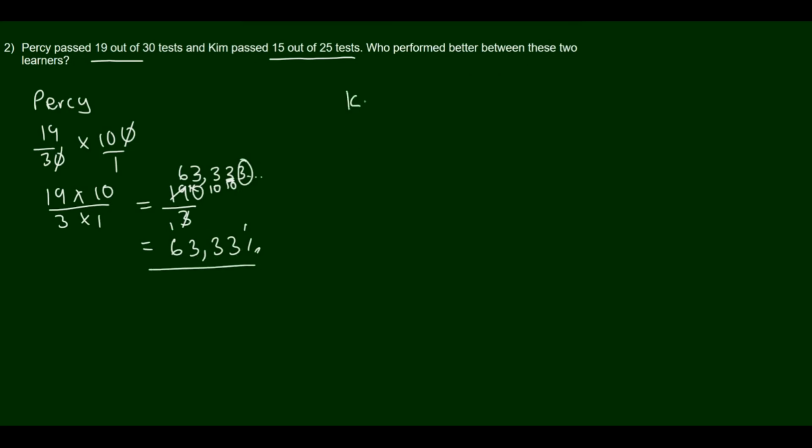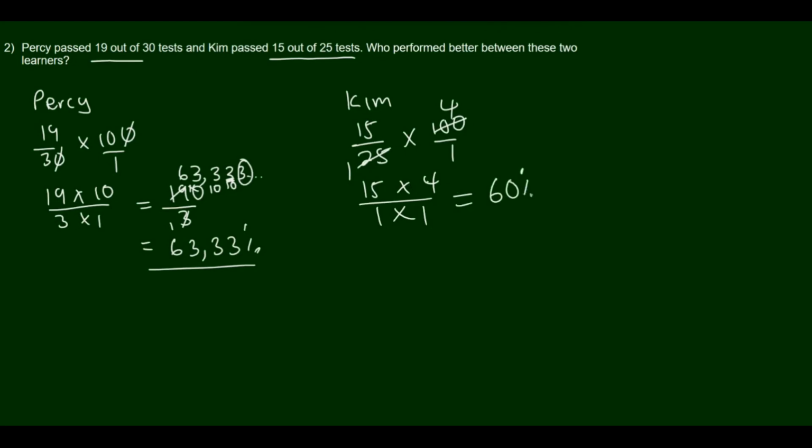Then Kim passed 15 out of 25 of her tests. So it's 15 out of 25 times 100 over 1. Here we can divide by 25. 25 into 25, 1. 25 into 100, 4. So we're left with 15 times 4 over 1 times 1. 15 times 4 is 60, so this is 60%. So Kim passed 60% of her tests. So it means Percy performed better because he passed a higher percentage of his tests.